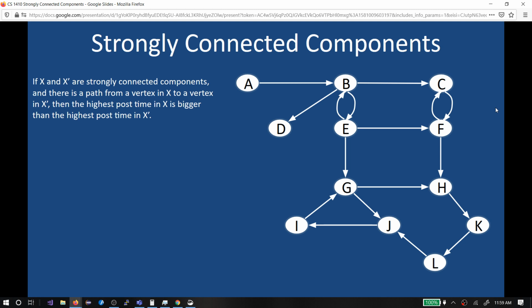We're going to exploit this property. If x and x prime are strongly connected components, and there's a path from a vertex in x to a vertex in x prime, then the highest post time in x is bigger than the highest post time in x prime. Let me just show you with an example. Let's start with C and explore. So that's 1. F will get the 2, 3, 4, 5, 6, 7, 8.